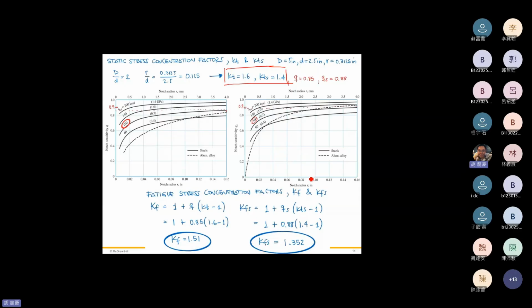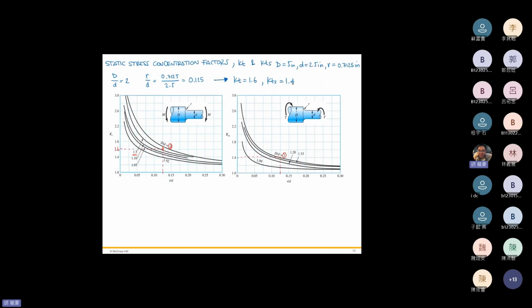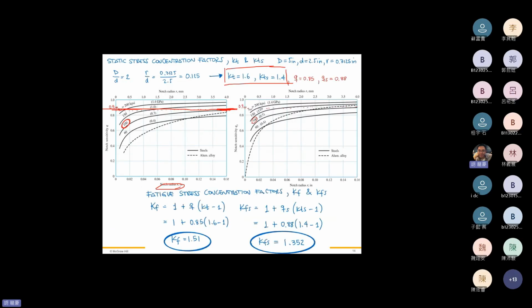Here we already know the radius of the fillet is 0.3125. Let me see, where's the inch? It's beyond this 0.3, somewhere here for this radius. It's a plateau right here. And what's our ultimate tensile strength? Let me check. 100 ksi, right here.